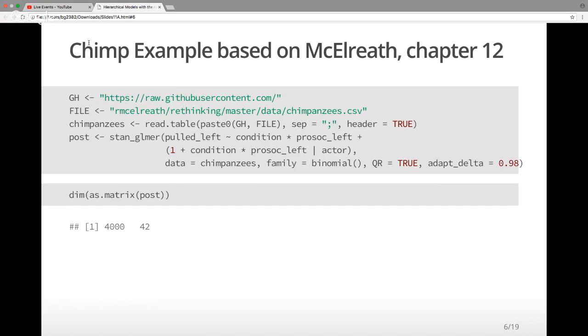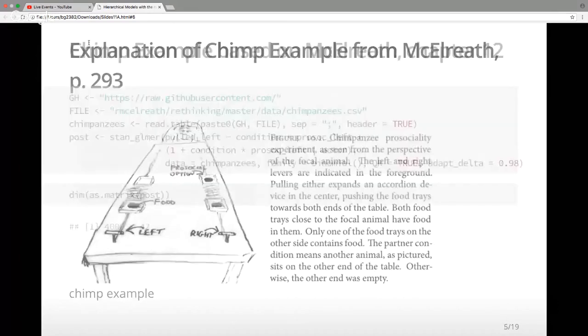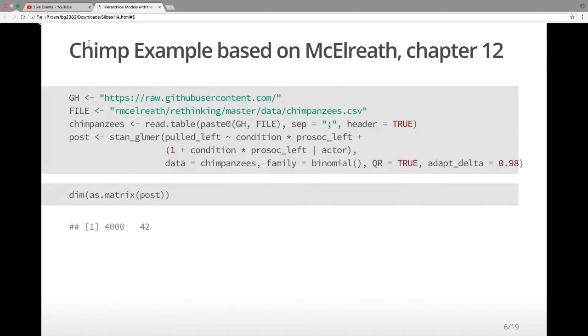Binomial, because the outcome is Bernoulli. QR equal true, because we're going to stick with the default prior on all this interaction stuff. There's another argument, prior_covariance or something like that, in which you can specify the elements of the prior that go into all this stuff, but we're going to leave that at its default values. Go ahead, run the thing. We get 4,000 draws on 42 margins of this posterior distribution.